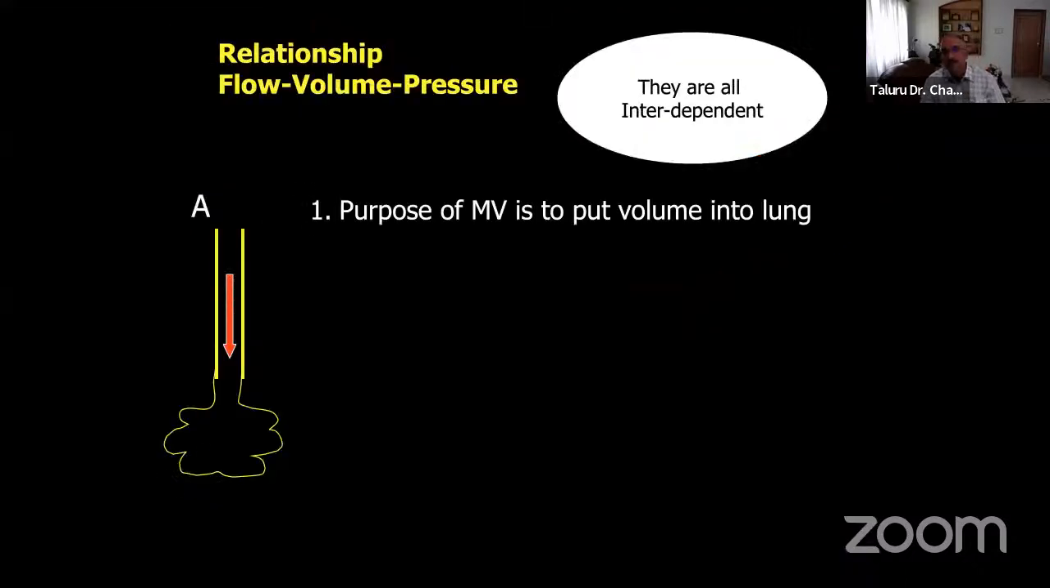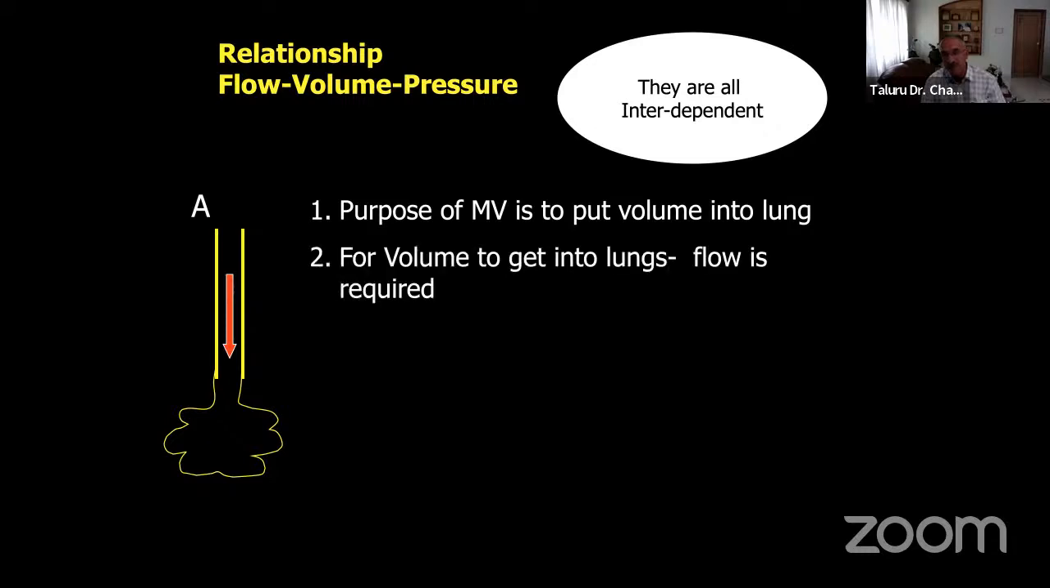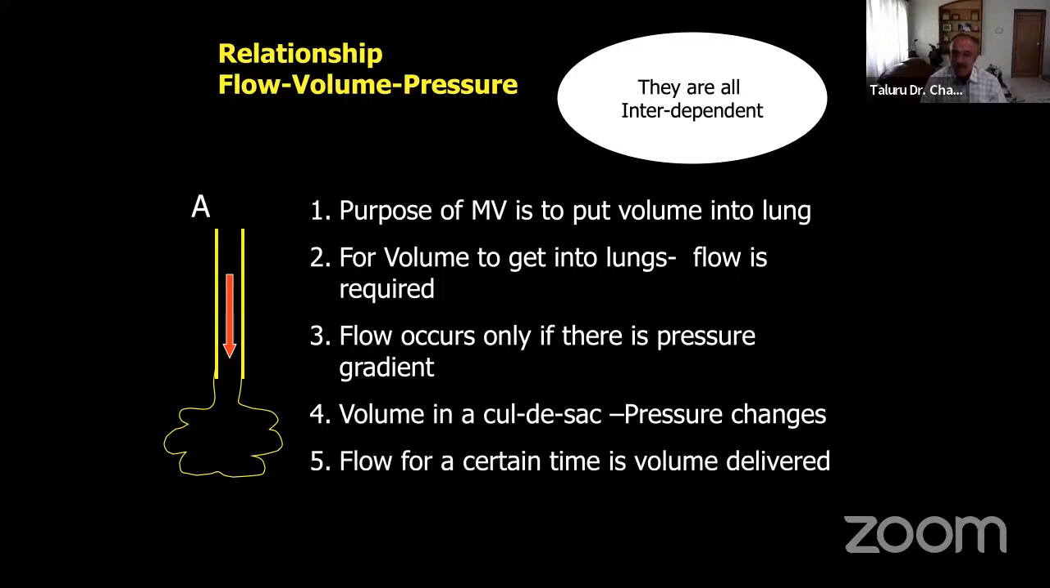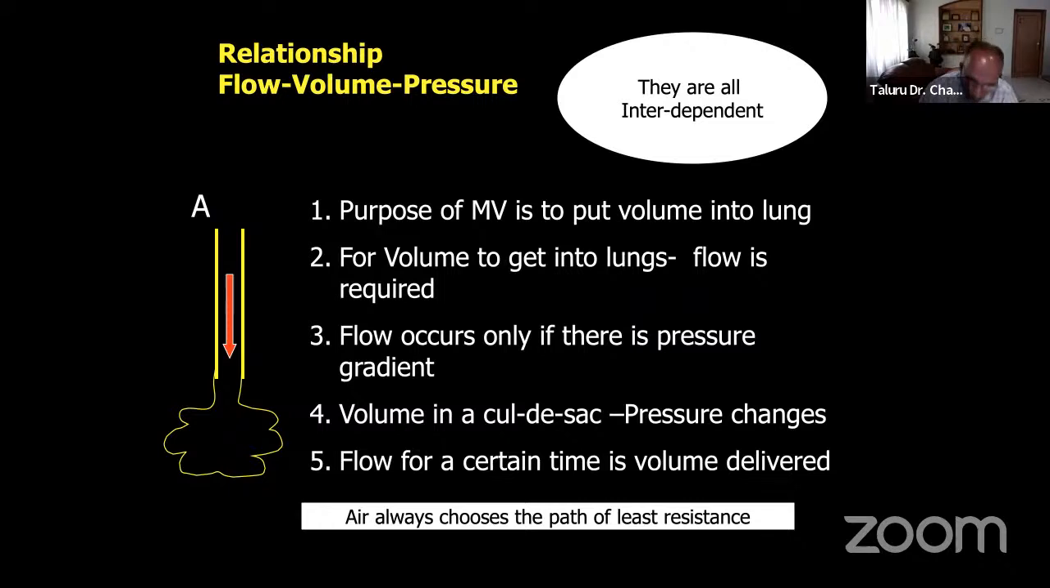The purpose of mechanical ventilation is to put a volume into the lung. For volume to get into the lung, flow is required, and flow occurs only when there is a pressure gradient. And there are two ways of creating a pressure gradient. I've told you, positive or negative pressure. Volume in a cul-de-sac changes the pressure, and flow for a certain time is volume delivered, and air always chooses the path of least resistance. These are some of the physiological aspects. You can't change this. So once you understand this, then the clinical deduction starts.